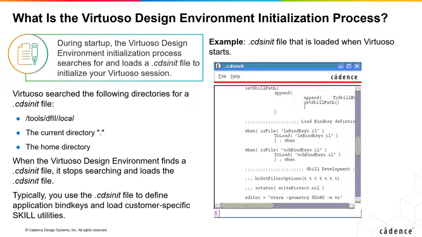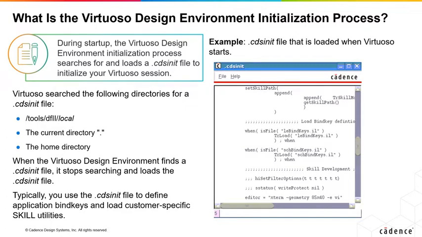Now when the Virtuoso design environment finds a .cds init file, it stops searching and loads the .cds init file from that location. Things you would typically do in a .cds init file would be to define application bind keys, or load some customer specific skill utilities you've created for use in your environment. At the right here we have a short sample of a .cds init file that's used in the class.